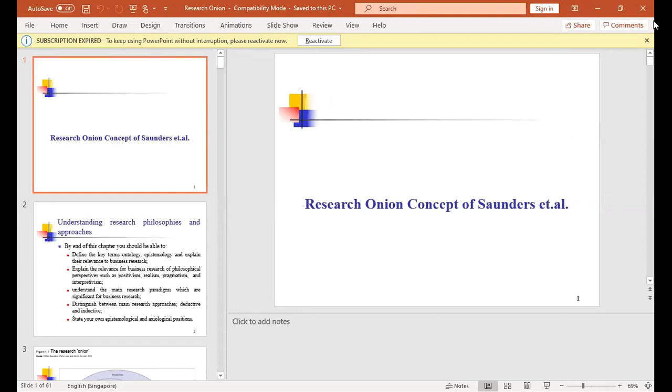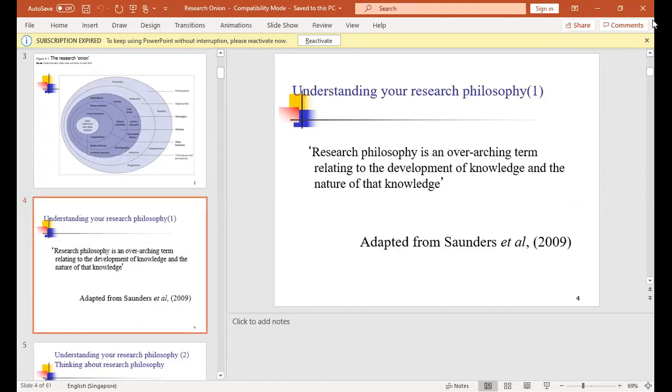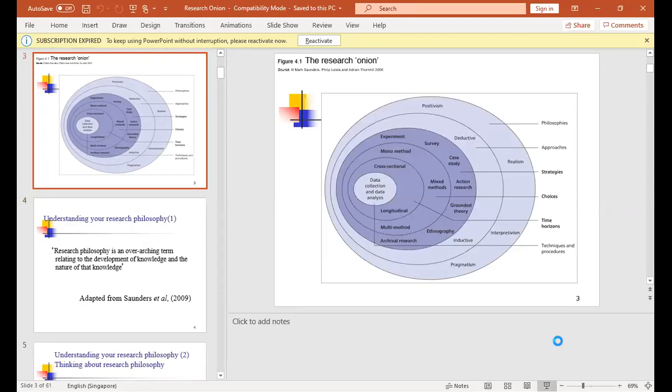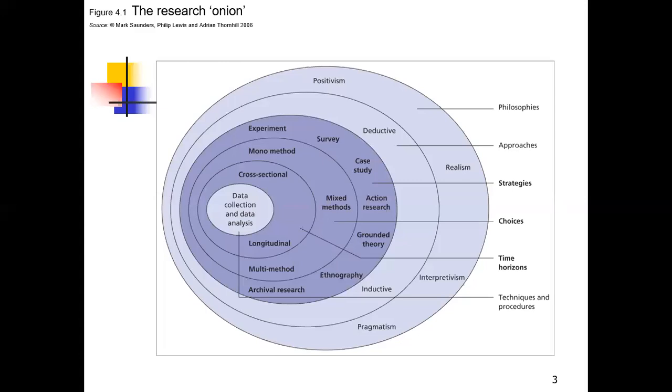In our last class, we discussed the Research Onion, which is the framework given by Saunders. So in the Onion, you find that you have to, in a very nice sequence, choose the philosophy, then your approach, then your strategy, and likewise. So here you have the four philosophies in the very outer layer of the onion.